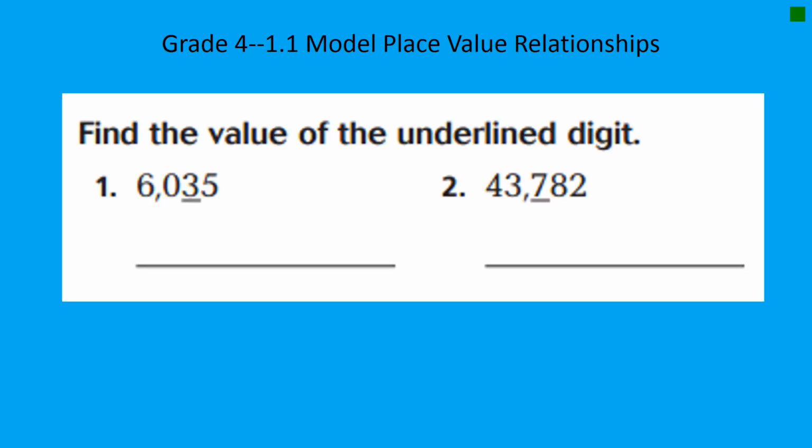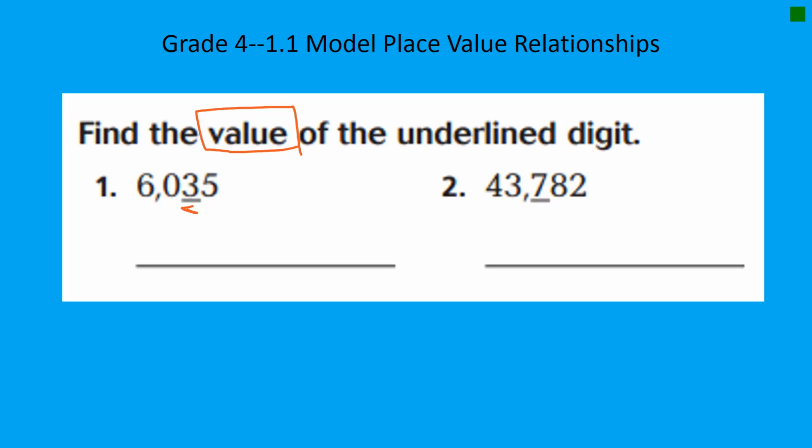Okay, boys and girls, so let's look at numbers 1 and 2 on your homework. The directions say find the value of the underlined digit. Okay, so number 1, the number is 6,035. The underlined digit is a 3. And so we have to find the value of the 3. And the word value is how much is it worth? How much is that 3 worth when it's in the tens place?